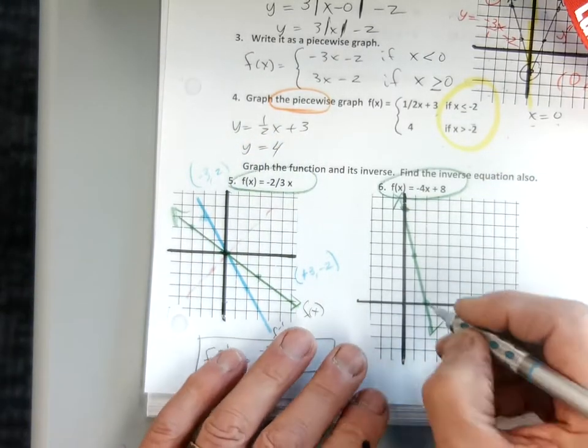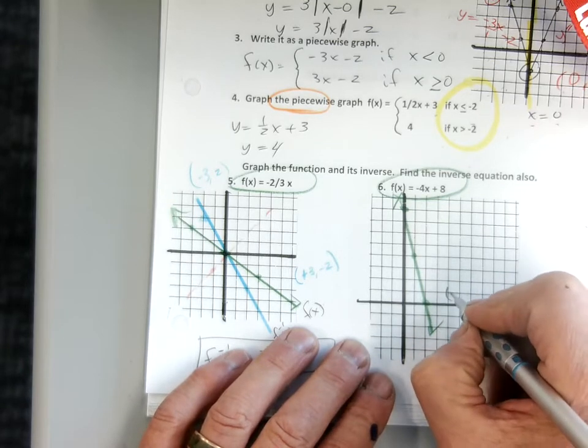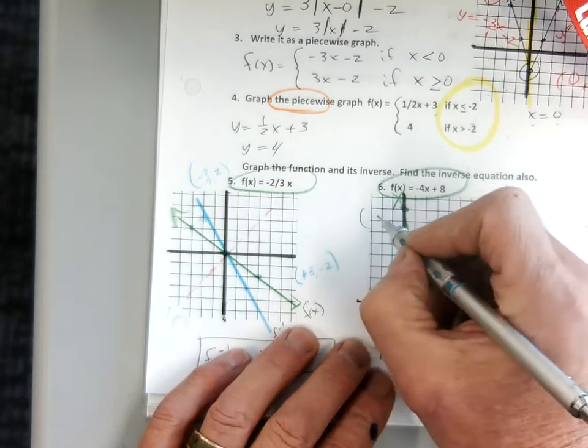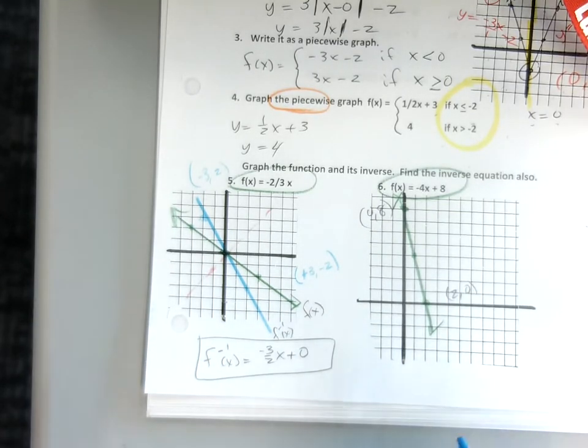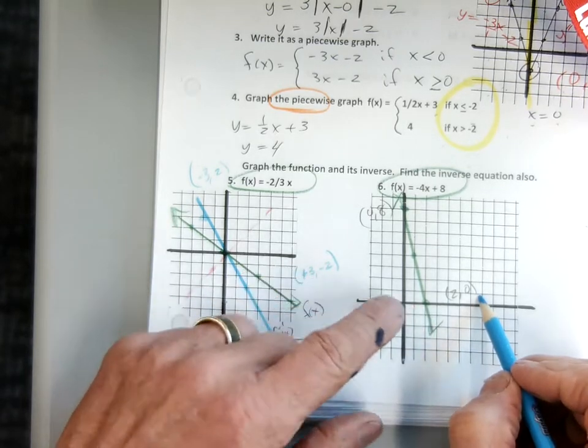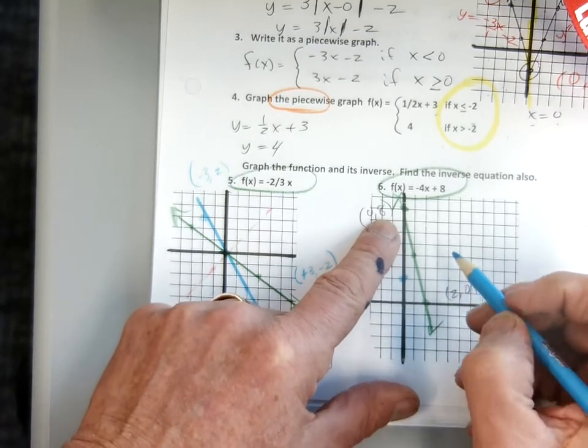To get the inverse, I'm going to switch intercepts: (2, 0) and (0, 8), right? I'm just going to switch the points to the inverse. Instead of (2, 0), I'll go (0, 2). Instead of (0, 8), I'll go (8, 0).